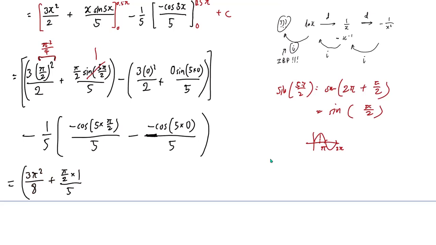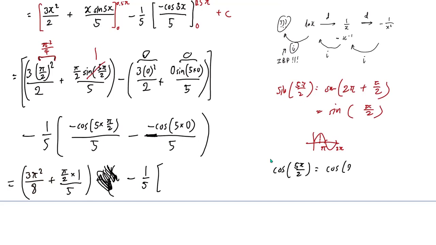Next, continue minus bracket. This is 0. This one really is 0, so we can just not write it. Minus 0, 0 plus 0 is just nothing. Erase. Minus 1/5 times this guy, cosine 5 pi over 2. I'll write it at the side. Cosine 5 pi over 2 becomes cosine of 2 pi plus pi over 2, which is just cosine pi over 2. What's cosine pi over 2?